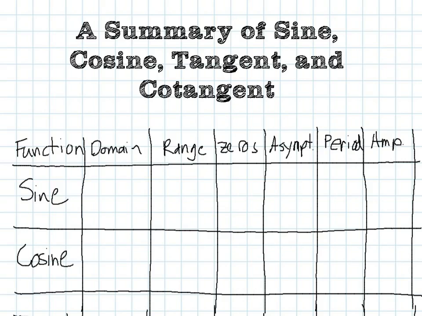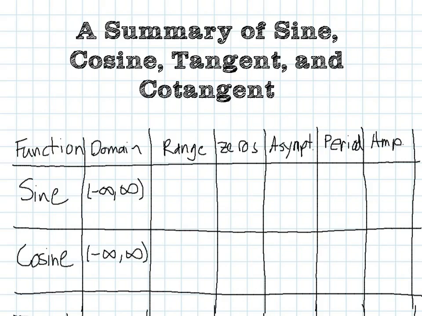So looking at sine and cosine, think about the domain as like the x values. Okay, so since we're plugging in radian values, we can plug in any radian value all the way up to infinity and negative infinity. So for both sine and cosine, it's all reals. So I'm going to write this in interval notation, from negative infinity to infinity.